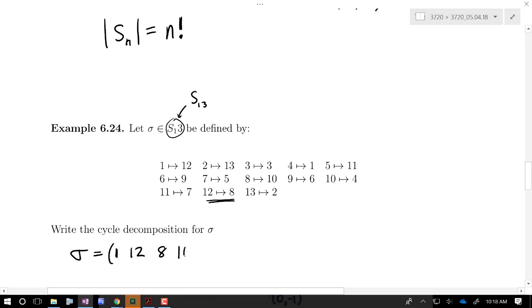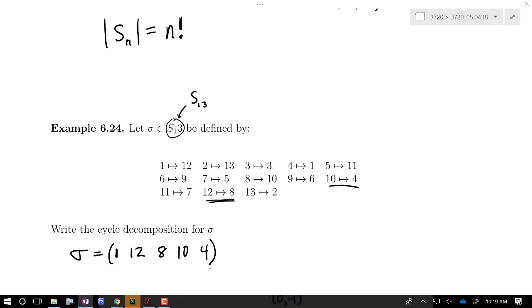To 10, yep. And then where do we go from here? To 4. We go to 4, because 10 gets sent to 4. And then what? Back to 1. Back to 1, so we close off this cycle. Now we're not done, like there's a bunch of elements we haven't accounted for. So what that means is we're just not done with the cycle decomposition. There's an additional cycle we need.